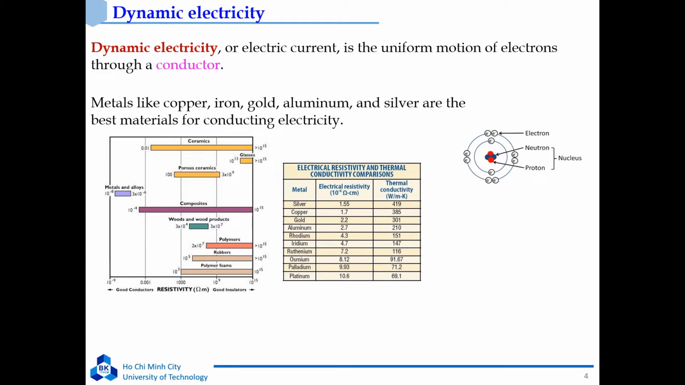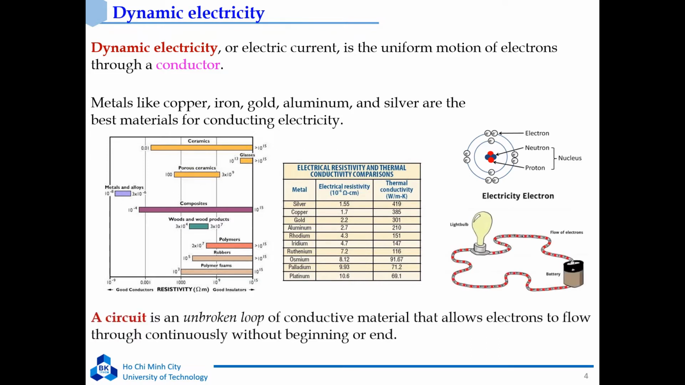And we have the definition of a circuit. A circuit is an unbroken loop of conductive material that allows electrons to flow continuously without a beginning or ending. And that is the circuit.